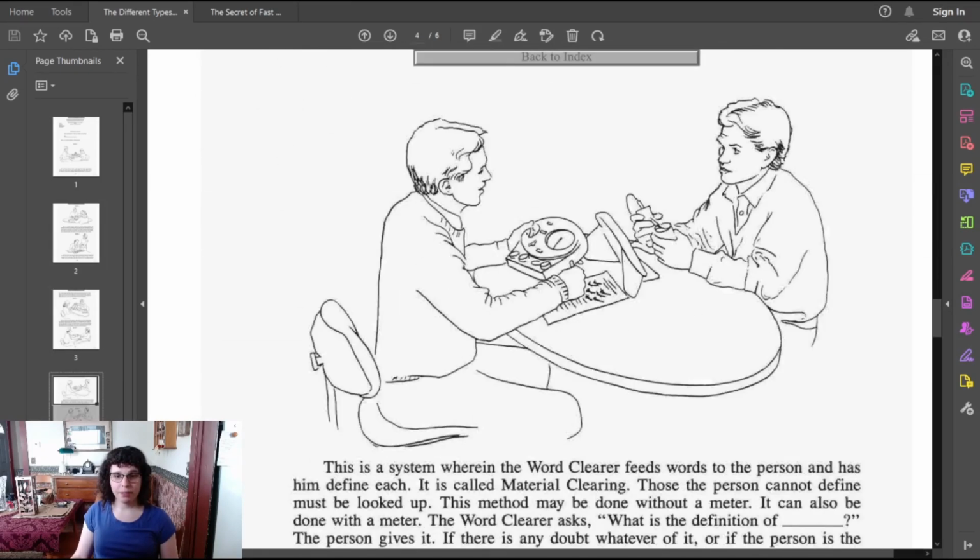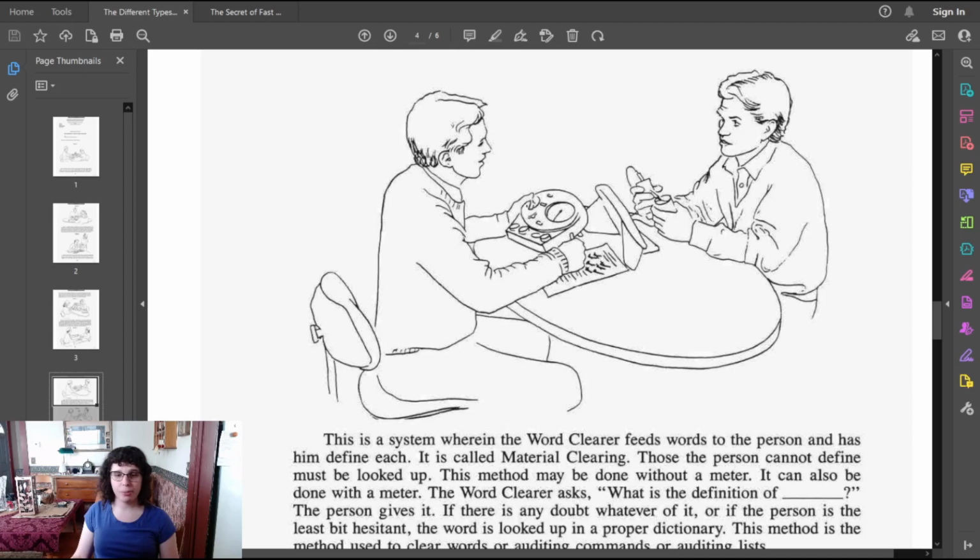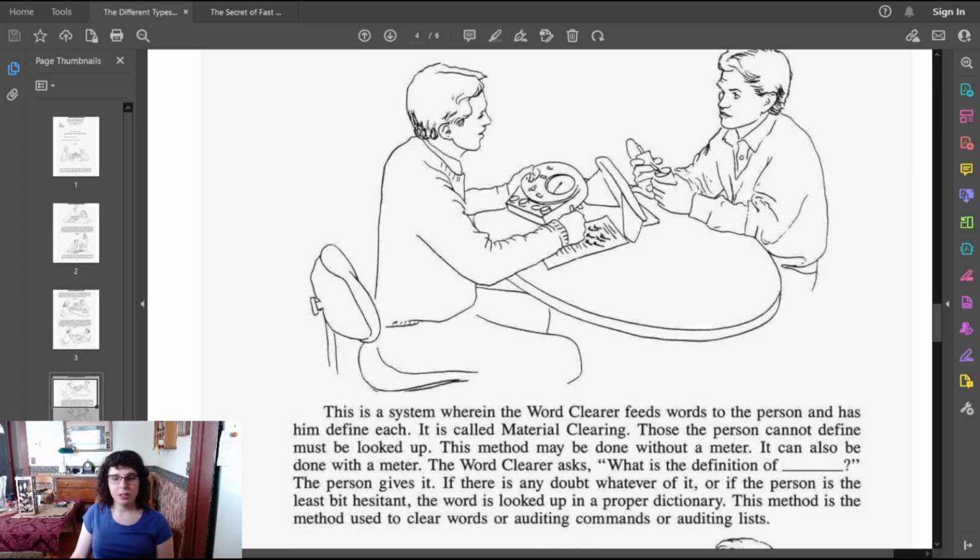Method 5. This is a system wherein the word clearer feeds words to the person and has him define each. It's called material clearing. Those the person cannot define must be looked up. This method may be done without a meter. It can also be done with a meter. The word clearer asks, "What is the definition of blank?" The person gives it. If there's any doubt whatever of it, or if the person is the least bit hesitant, the word is looked up in a proper dictionary. This method is the method used to clear words or auditing commands or auditing lists. Again, imagine just because you don't know the definition of a word, but you understand how to use it. I don't know the definition of the word the.